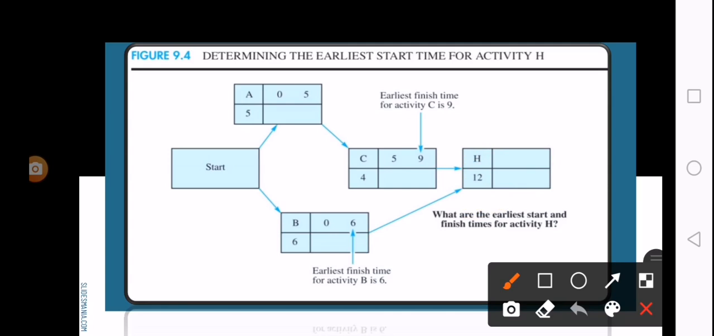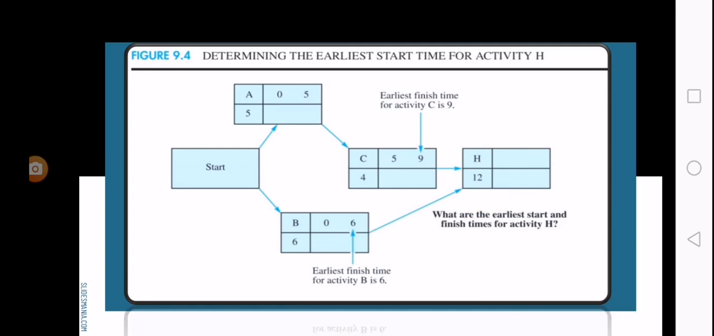Since the bigger earliest finish time is C's, because C is 9 and B is only 6, 9 is the earliest start time of H. So 9 plus 12 is, wait, we have here 9 plus 12 is equal to 21. Therefore the earliest finish time of H is 21 and its earliest start time is 9.